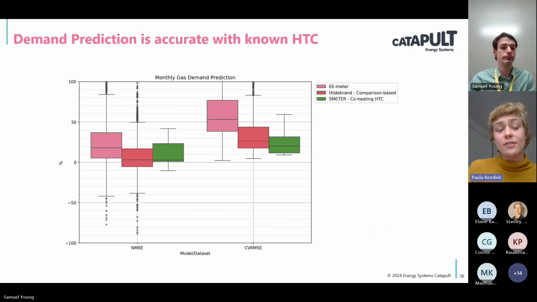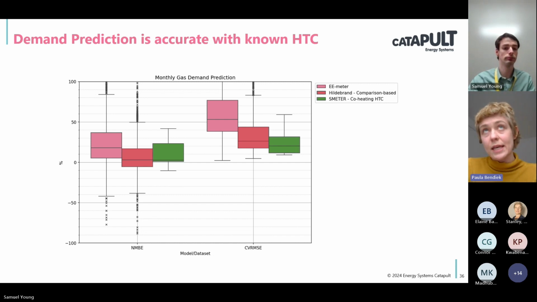So here are the results from the comparison-based methodology and the OpenEEMeter methodology, both in pink, and then in green you can see the results of the physics-based model when we are using the co-heating HTC. The mean CVRSME is even lower, so that means for this data specifically, it is more accurate.